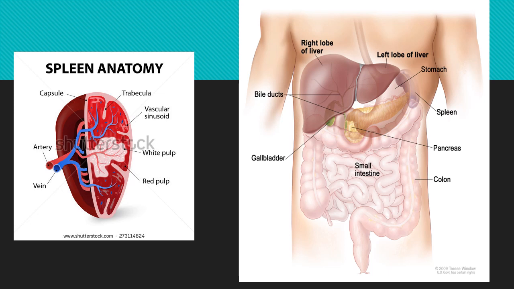You have there the trabeculate capsule, the pulp, the artery, and the vein. And you can find the spleen here, left side. Here is the left lobe of liver, then here is the stomach, then the spleen.